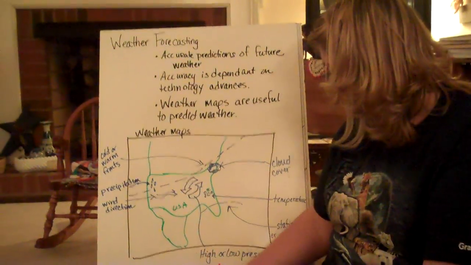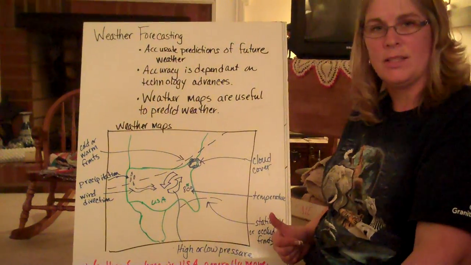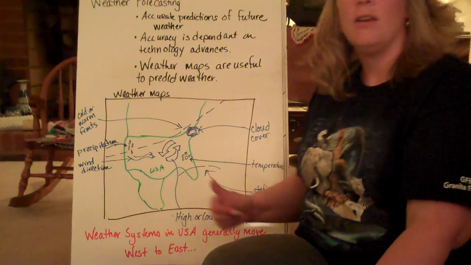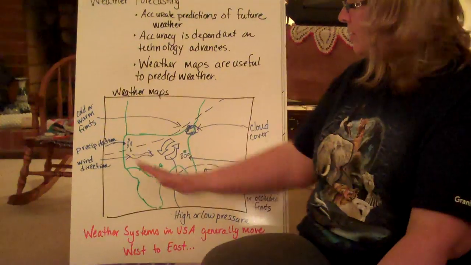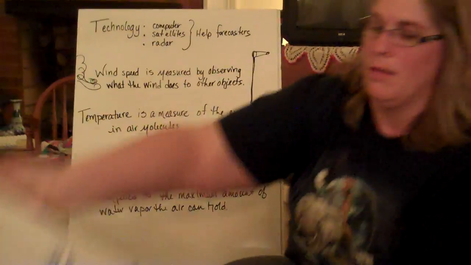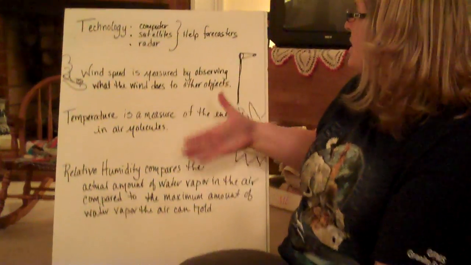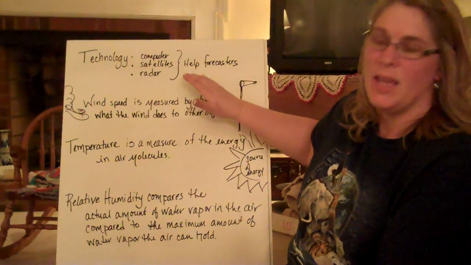Now, weather systems in the United States generally come from the west coast to the east coast. Not always, but generally. It also tends to go from south to north. Alright, now, technology like computers and satellites and radar obviously help forecasters.